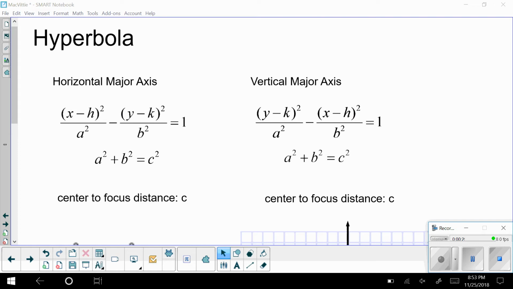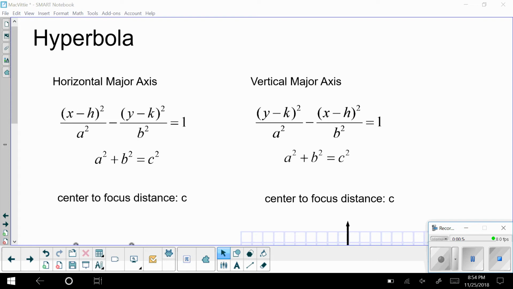Our major axis leads us to where the vertices of the hyperbola are, I should say. And the minor axis is determining how wide our hyperbola opens. So what we look at here is a squared will always be the first denominator, and we do have subtraction now, and this is new for us. We haven't had subtraction in these conics until now.